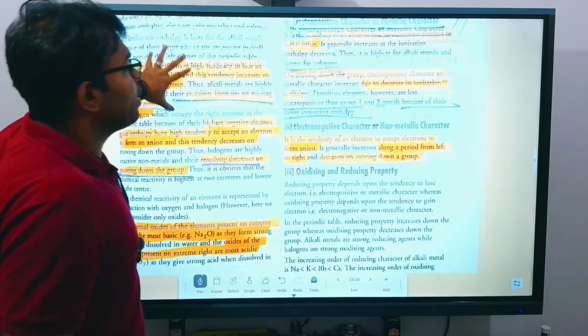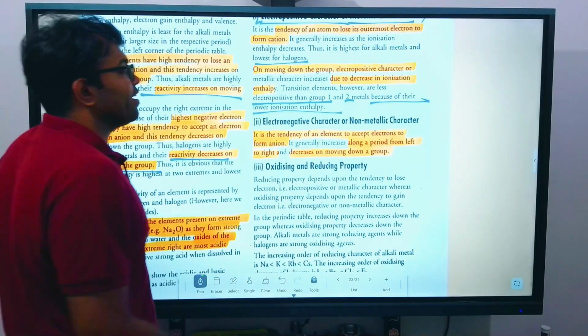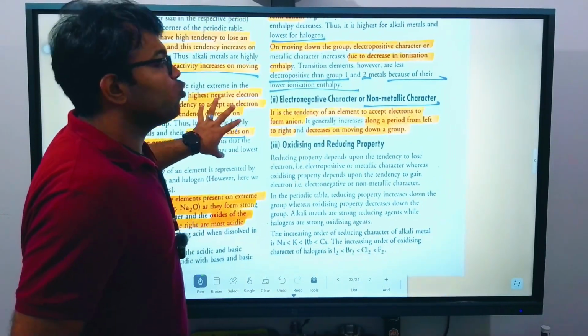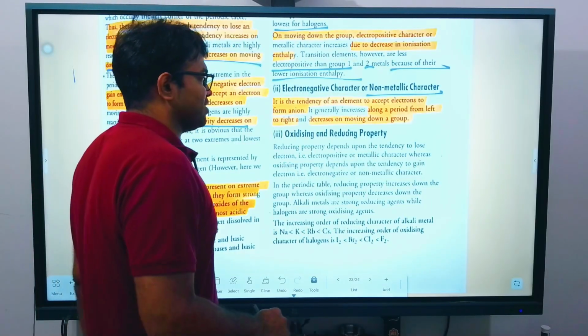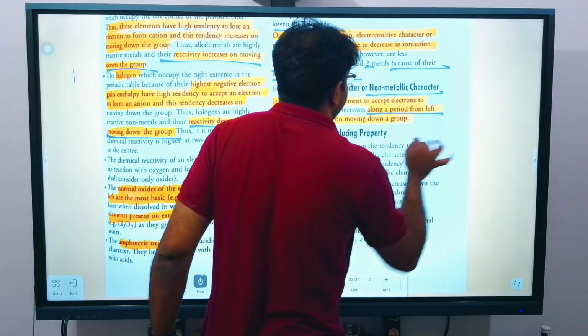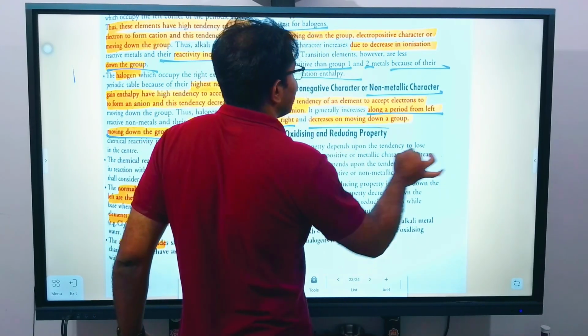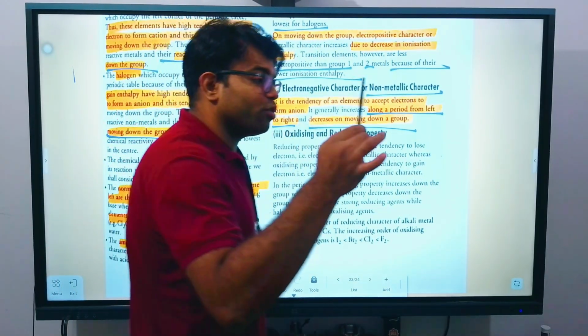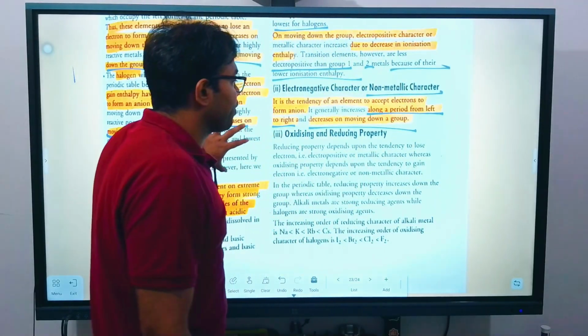Okay, let's move on. Now, electronegativity character or the non-metallic character. It is the tendency of an element to accept electrons to form anions. In general, it increases along a period from left to right and decreases on moving downwards. So the non-metallic character increases from left to right and decreases from top to bottom.